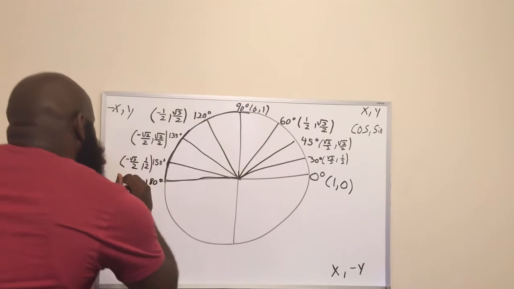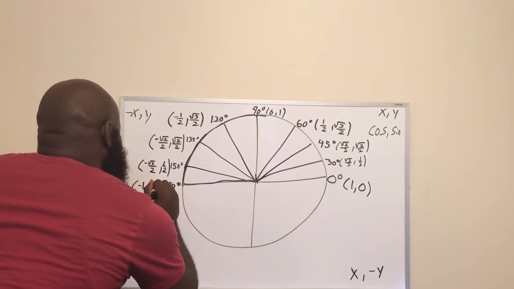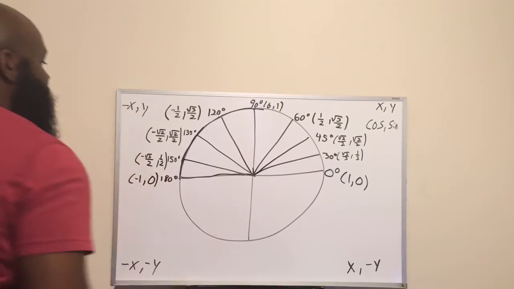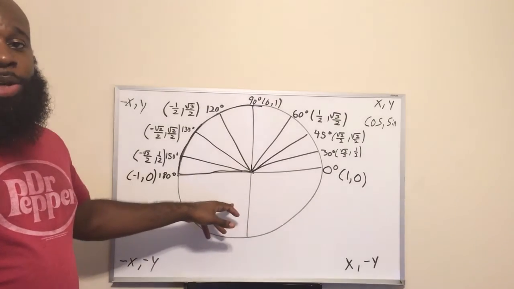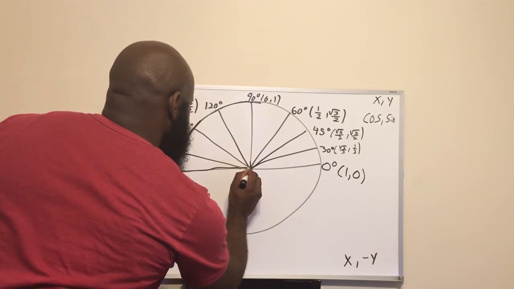At 180 degrees, your cosine is -1 and your sine is 0. Those are your points at 180 degrees. So now we are in the third quadrant.